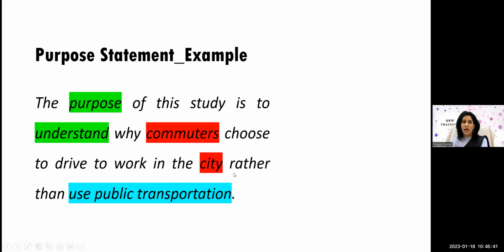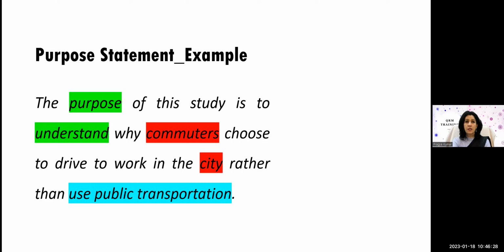So I have not written this, maybe we have taken it from the book which we have shared. It's a reference. The purpose of this study is to understand why commuters choose to drive to work in the city rather than use public transport. Here the research population is clear: people who are driving to work in the city. The site is also maybe not very clear here, but if you have to identify it, you can see it's the city. So commuters are the research participants, and the site is the city.